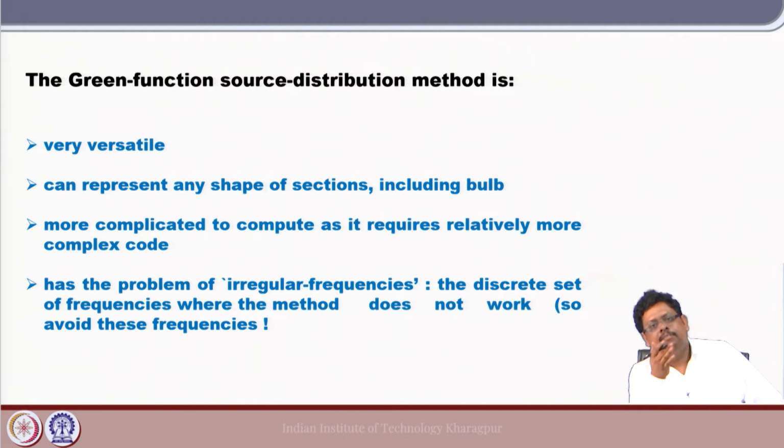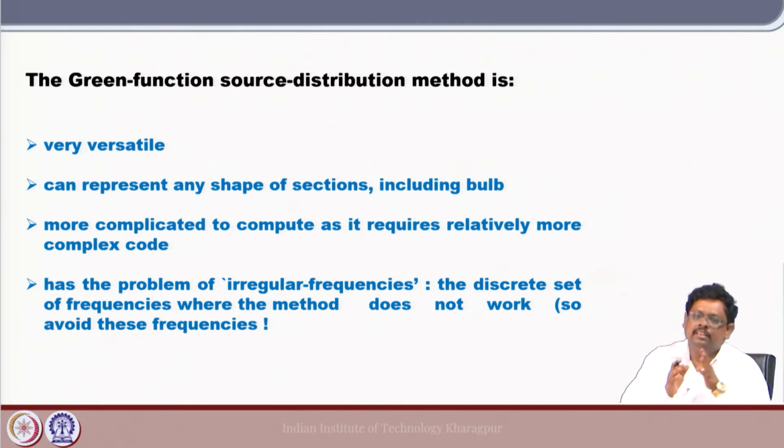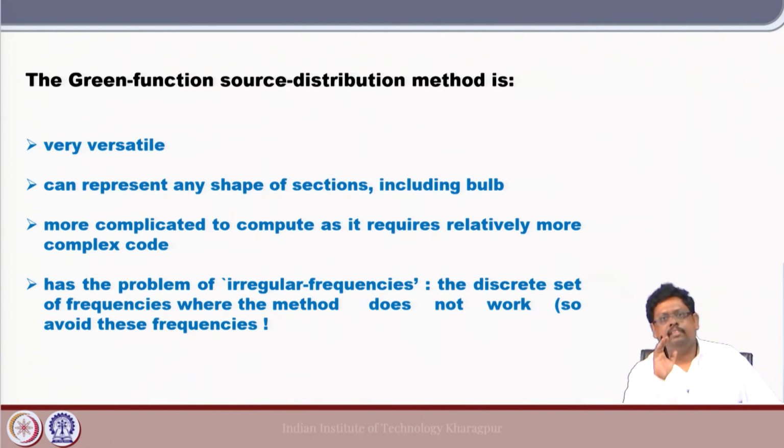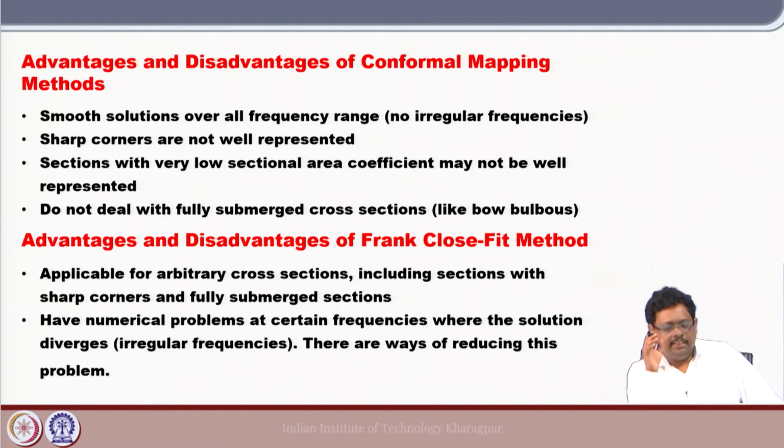Also, similar to the 3-dimensional panel method code, there we also have the problem of irregular frequency. At some frequency the solution approaches infinity. So, here also this is a possibility. You have to understand that this result is not feasible, this is an unrealistic solution. So, you must have some idea about the irregular frequency. So, now I have listed some advantages and disadvantages of the conformal mapping methods and the Frank-Close-Speed method.